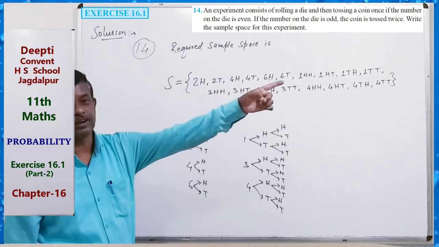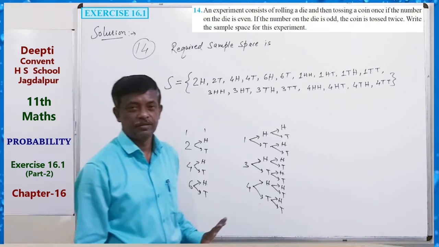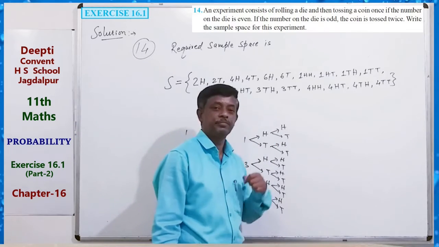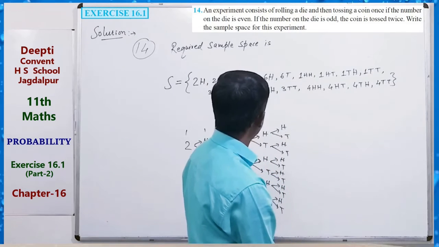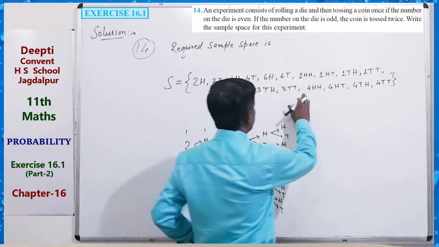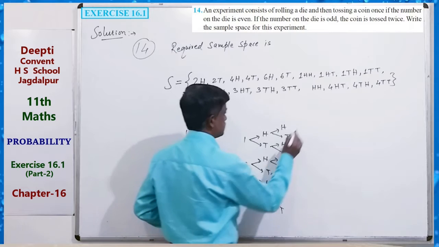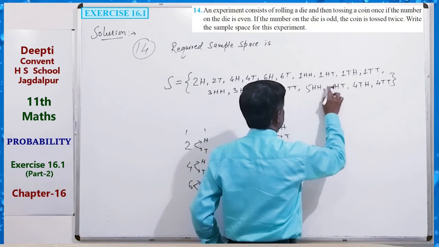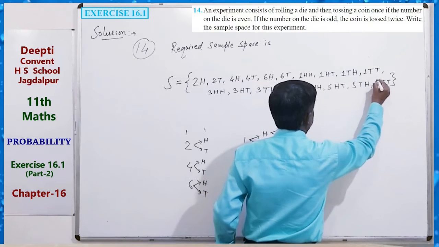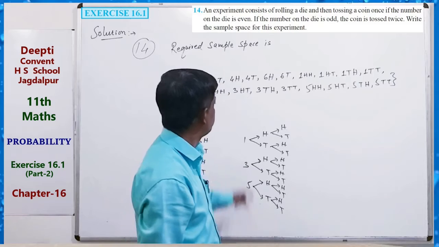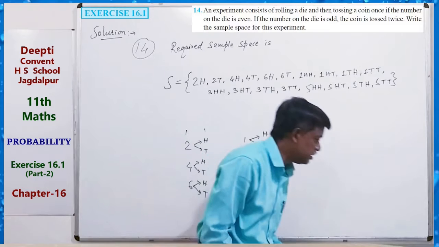So you have to write this sample space in this way. For two times tossing it is this, so 5TT. Sorry, it is 5, not 4. So 4, 4, 8, 12, and 6 more: 22 elements are there.